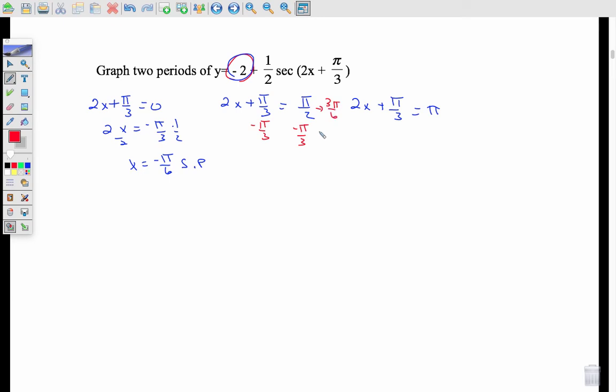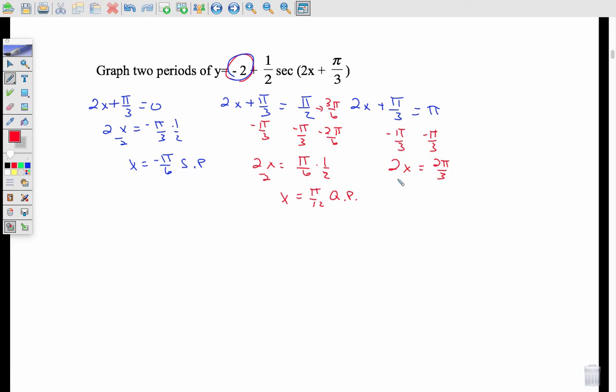Oh, subtract the pi over 3. I'll run through the fractions here again. Have to have a common denominator, so I have 3 pi over 6 minus 2 pi over 6, or 2x equals 1 pi over 6. Divide by 2, multiply by 1/2. X equals pi over 12 is our quarter point.